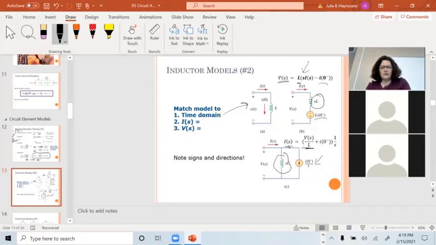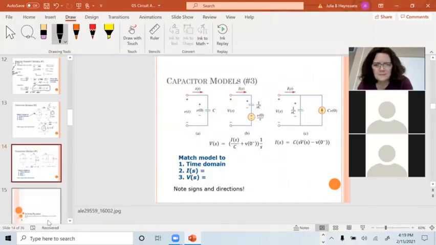And I tend not to put circuits that have initial conditions on the exam, but it shows up in some of, I don't even know if it shows up in the homework. I would have to look and see. But it will show up in some of the slide problems.